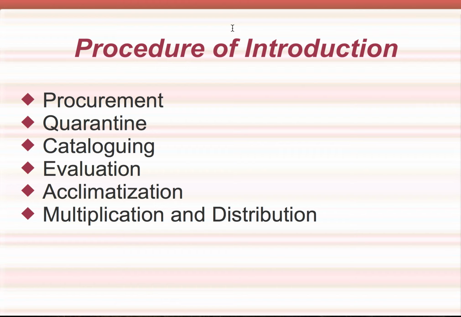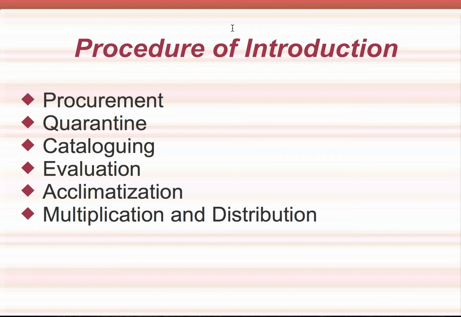Acclimatization is nothing but adaptation to the new environment. And generally, the introduced varieties perform poorly because they are often not adapted to the new environment. Sometimes the performance of a variety in the new environment improves with the number of generations grown there. This is known as acclimatization. This process of adaptation is known as acclimatization.